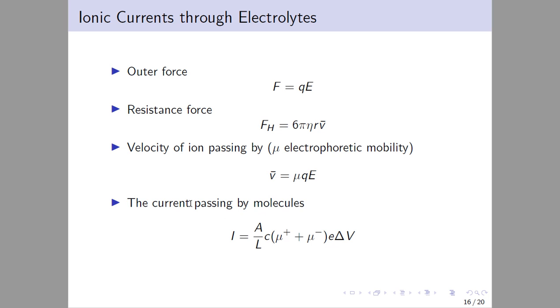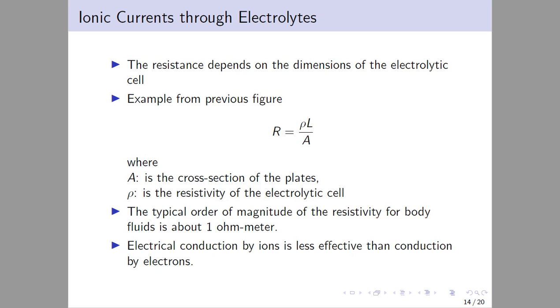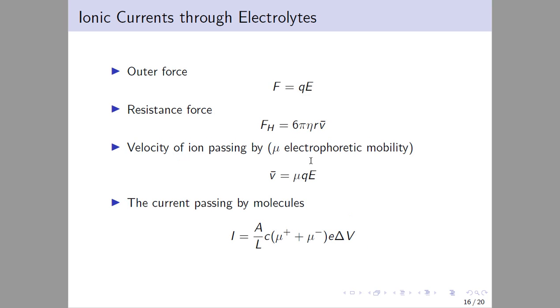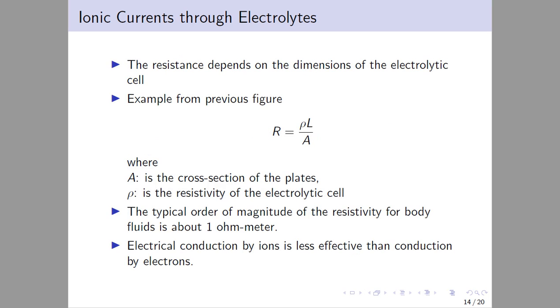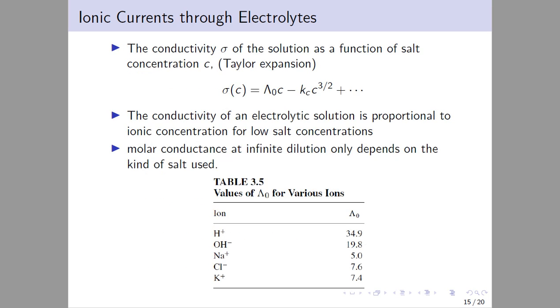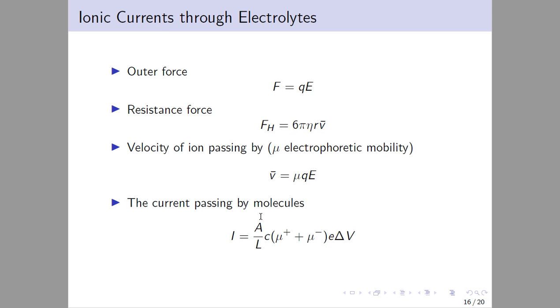So using this and this, we can get this V Q E. And the current passing by the molecule, I equals A over L, the cross section of the plate, and the electrophoretic mobility of the molecule, times E times delta V, the volume. Meaning that we can calculate the current either from this ion or from this biomolecule using this equation.